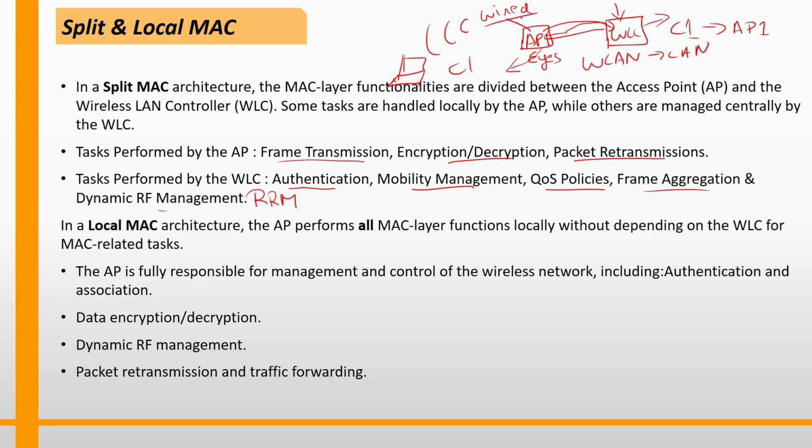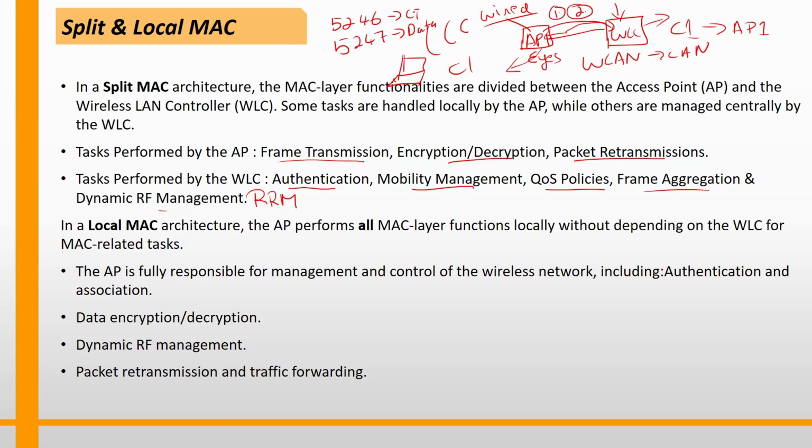But for now, you understand that the AP builds two CAPWAP tunnels, one for the control traffic, the other one for the data traffic. So that's how the CAPWAP tunnel works. The CAPWAP ports are 5246 for the control traffic and 5247 for the data traffic. So these are the port numbers for the CAPWAP tunnel.